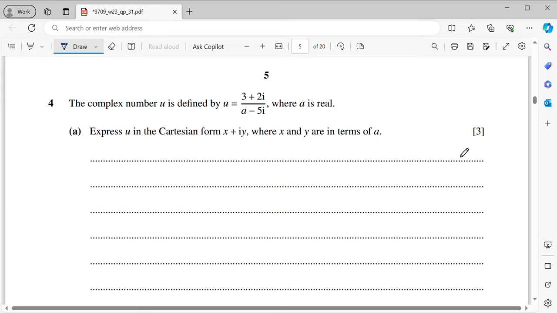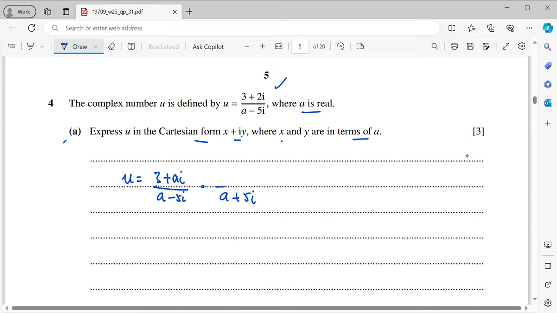Now, question number 4. The complex number u is defined by this division of two complex numbers, where a is real. A, express u in Cartesian form x plus iy, where x and y are in terms of a. So, to solve this division of complex numbers, we need to times the conjugate of the denominator. The conjugate of the denominator is a plus 5i.